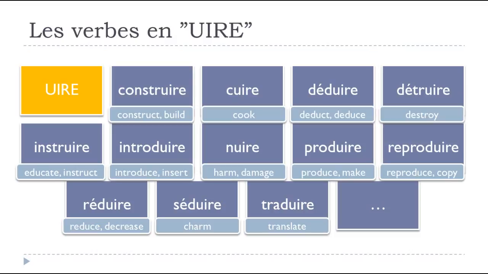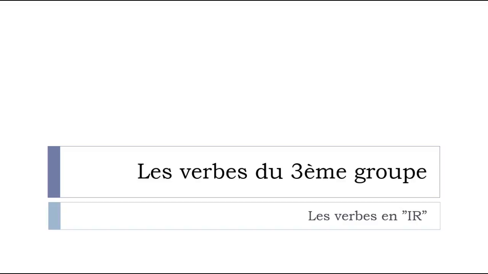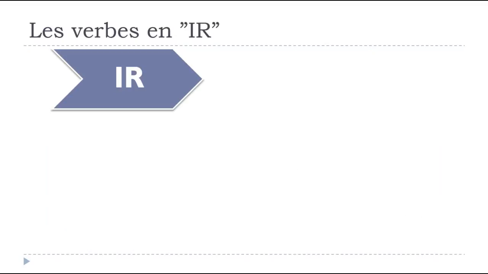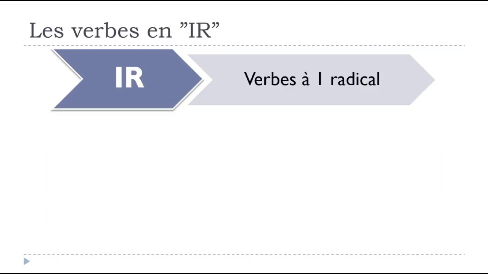Voilà. Les verbes du troisième groupe, and more precisely, we'll see the verbs that are ending with ER, and remember they can be quite tricky, so that's the reason why we will take the time to have a look at them. So basically in that case, the verbs ending with ER, we'll see three categories. The first one is what we call les verbes à un radical. We'll see that a bit later, but radical is the stem, the root. So actually these ones are quite easy to conjugate.